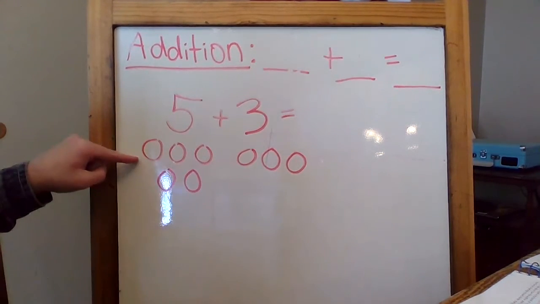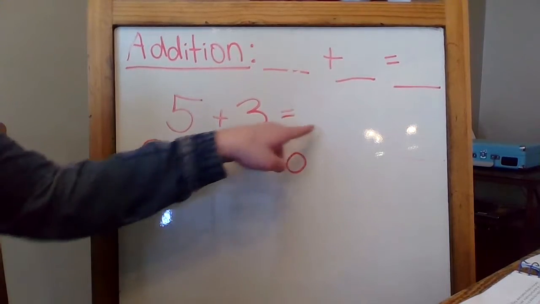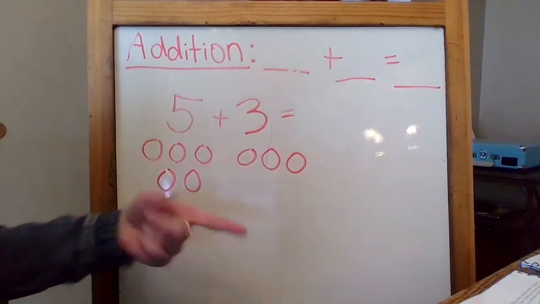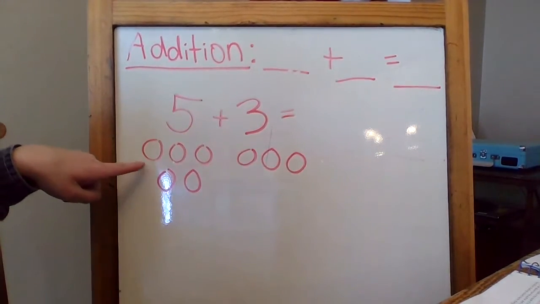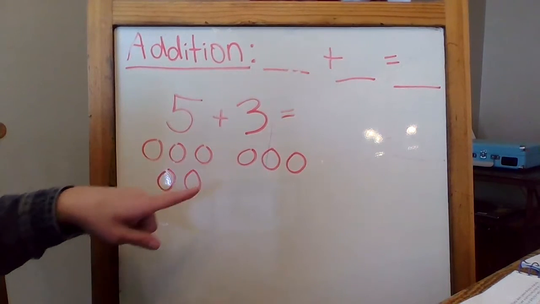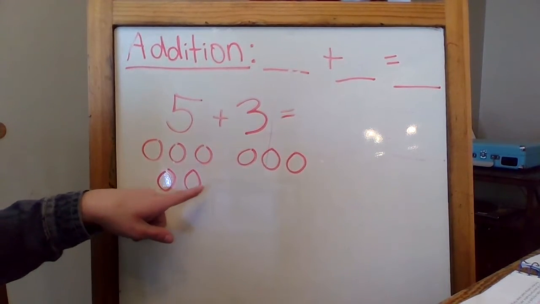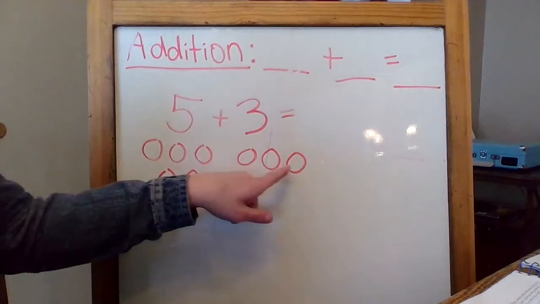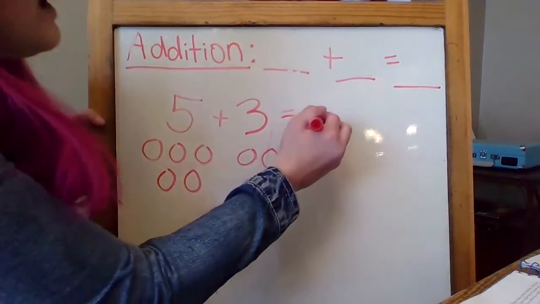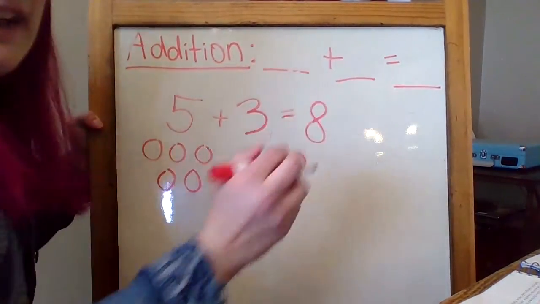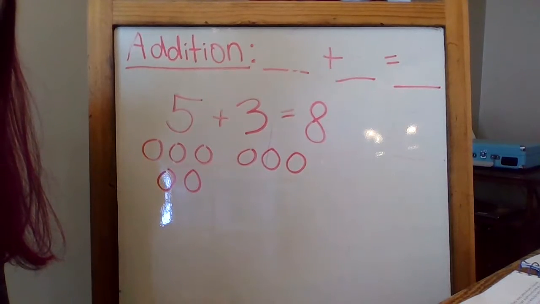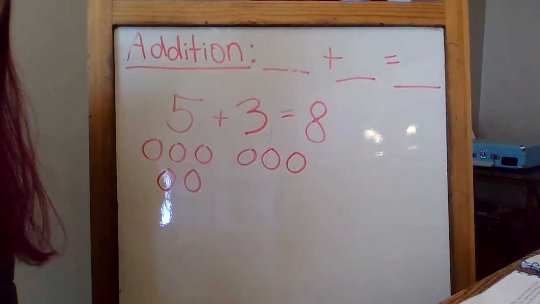All you would do is you would count from here all the way up to the final picture. So I would go like this. 1, 2, 3, 4, 5, 6, 7, 8. And that's my answer. And I write it right here after the equal sign. I would write 8, okay? So that's probably pretty easy for you guys.